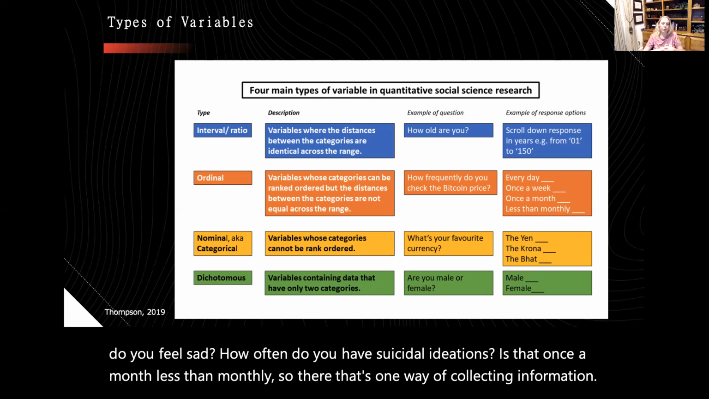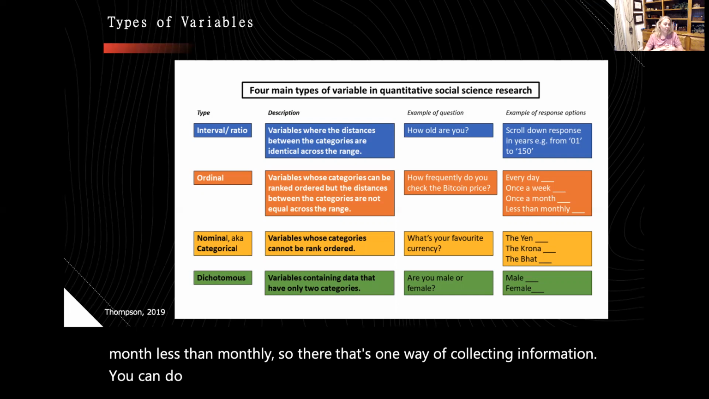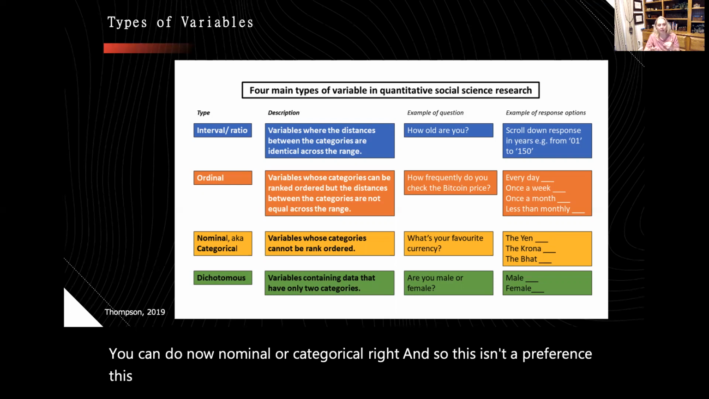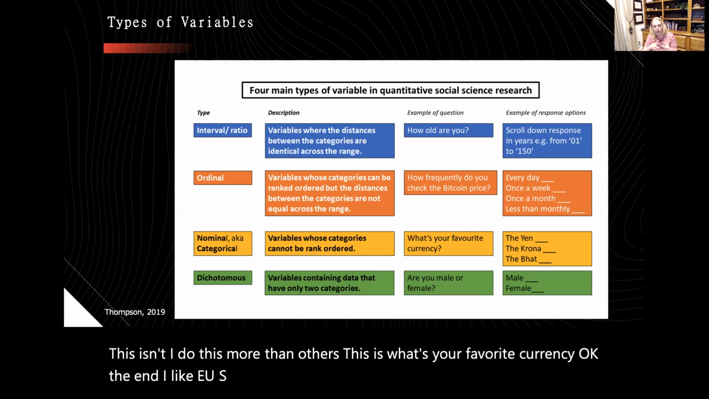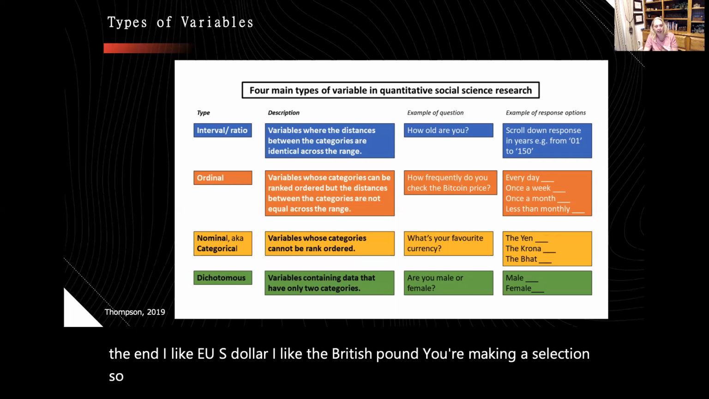You can do nominal or categorical. And so this isn't a preference. This isn't I do this more than others. This is what's your favorite currency? Okay, I like the yen. I like the US dollar. I like the British pound. You're making a selection. So you're selecting a particular category.